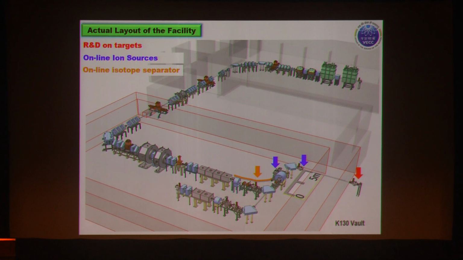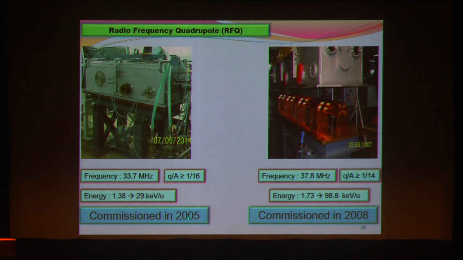Then the first acceleration is done by an RFQ, because this is the ideal accelerator for very low energy ion beams. We built actually two of them. The first one was commissioned in 2005 and the second one in 2008. This is the one which is being used regularly now. And incidentally, historically, this is a very important one because this is India's first RFQ.